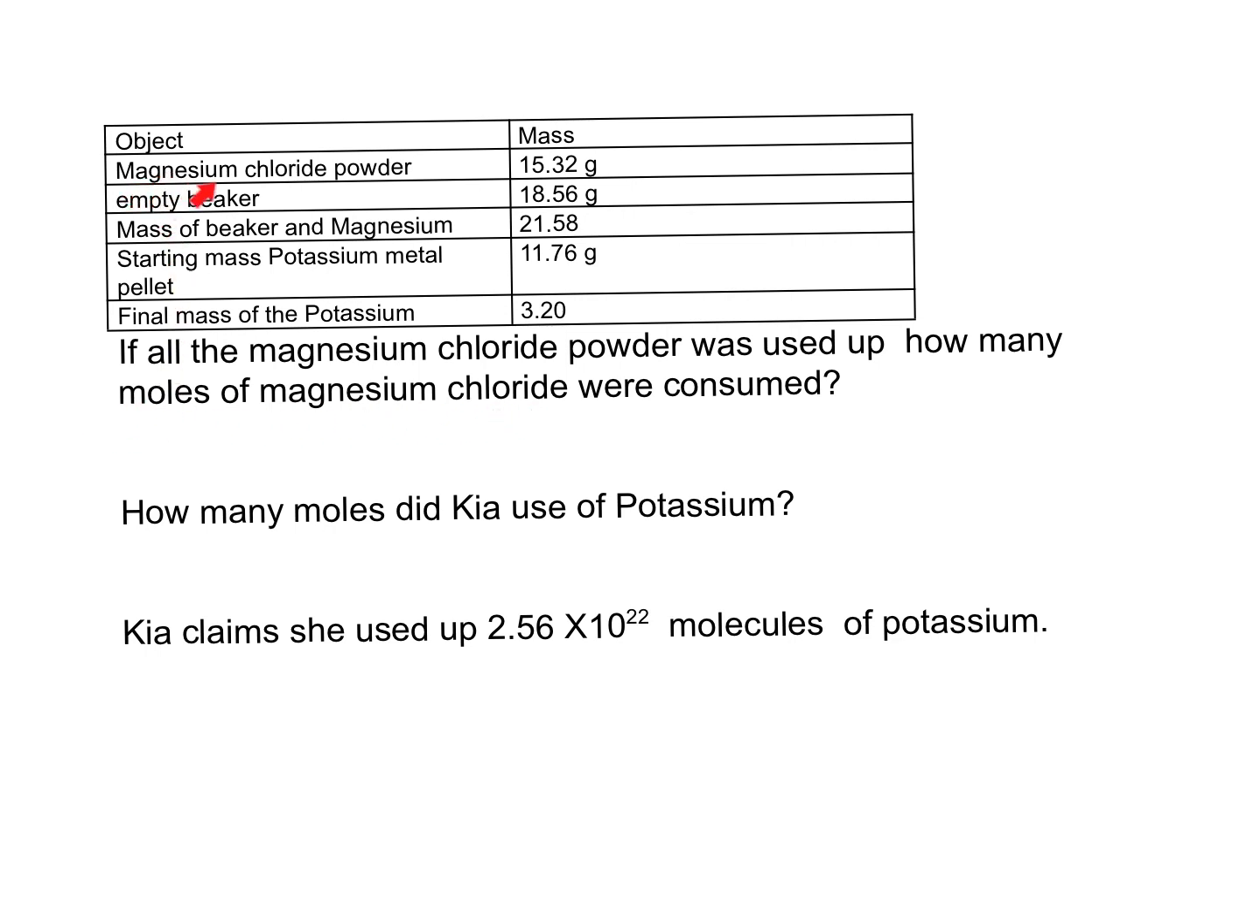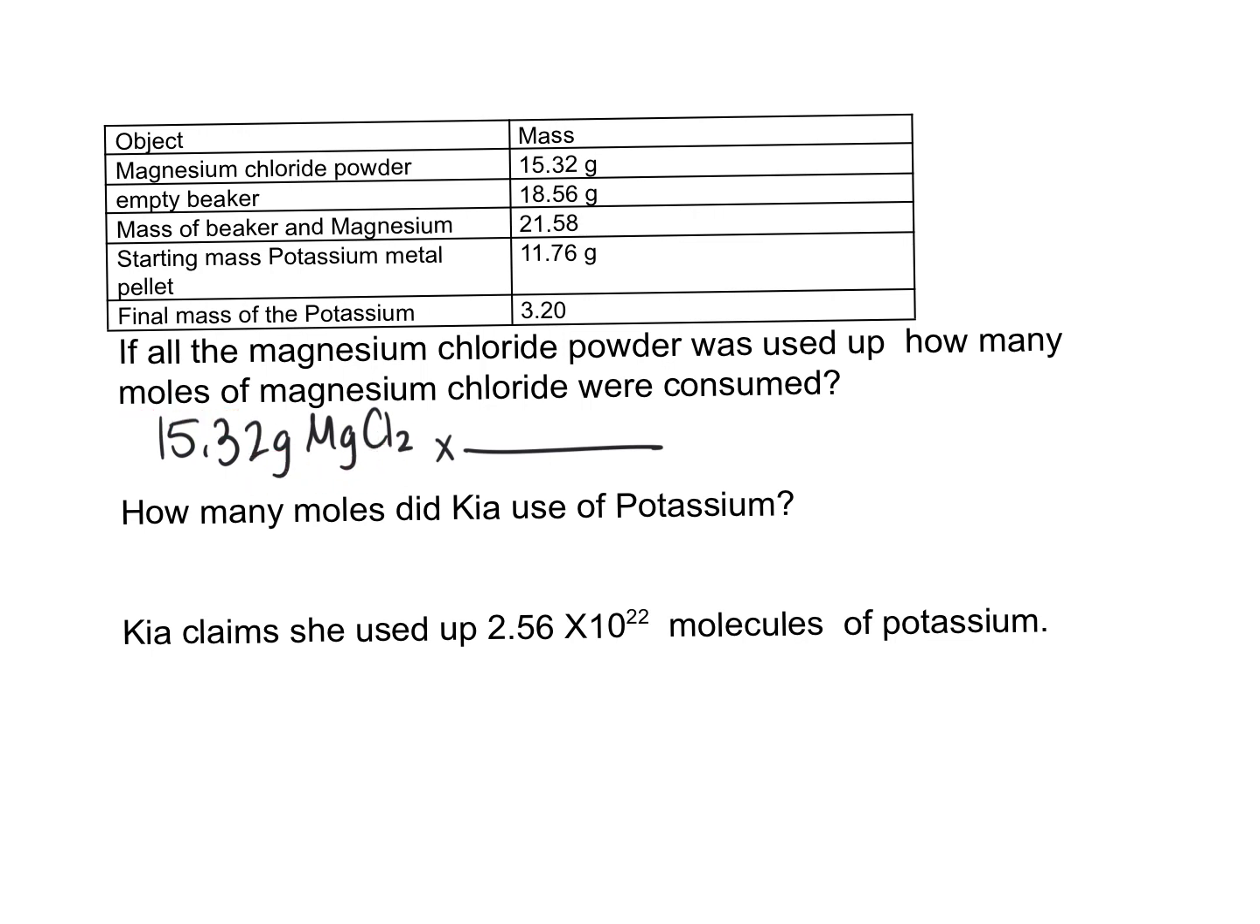So I'm going to look at my data table. I see that there were 15.32 grams of magnesium chloride powder used, and it says if all of it was used. So that's going to be what I start with, 15.32 grams of magnesium chloride. So according to my problem, I don't want grams of magnesium chloride anymore, I want moles.